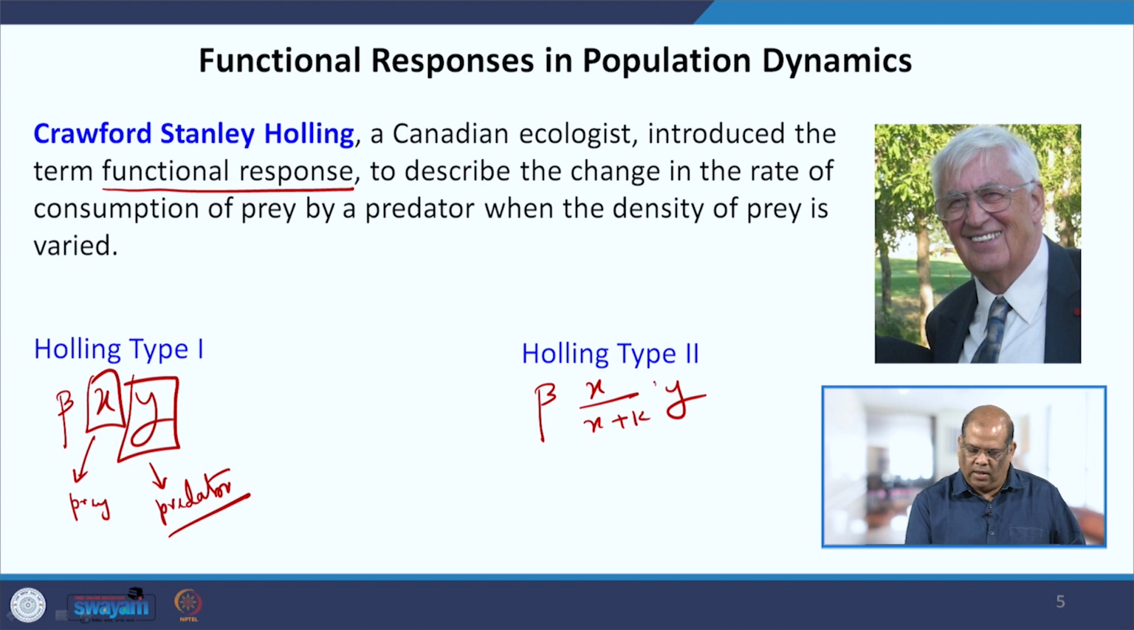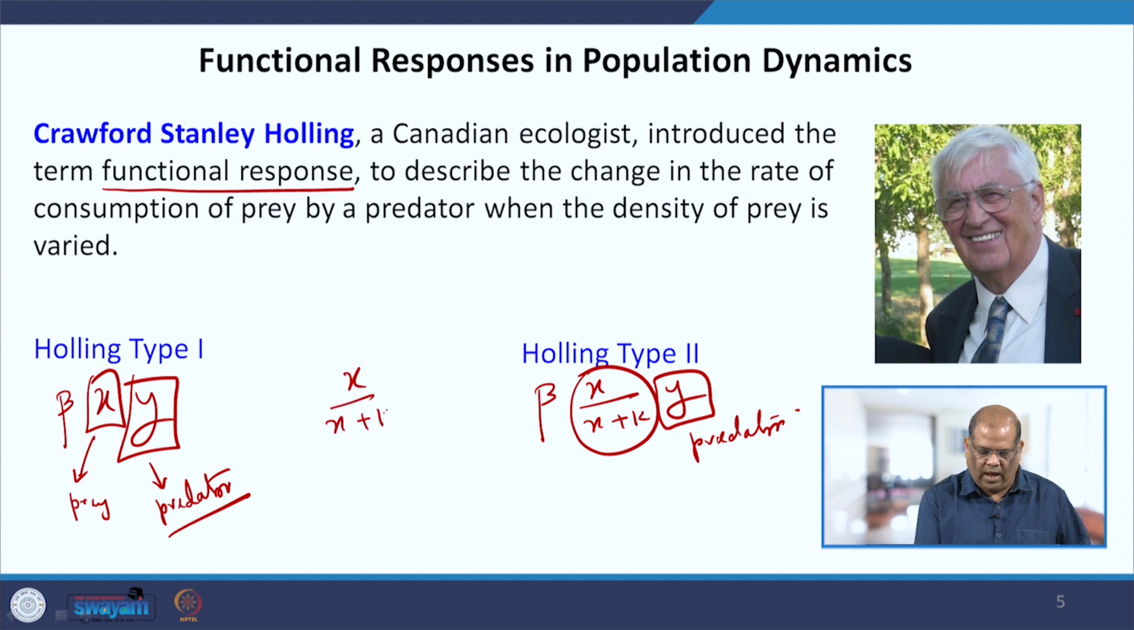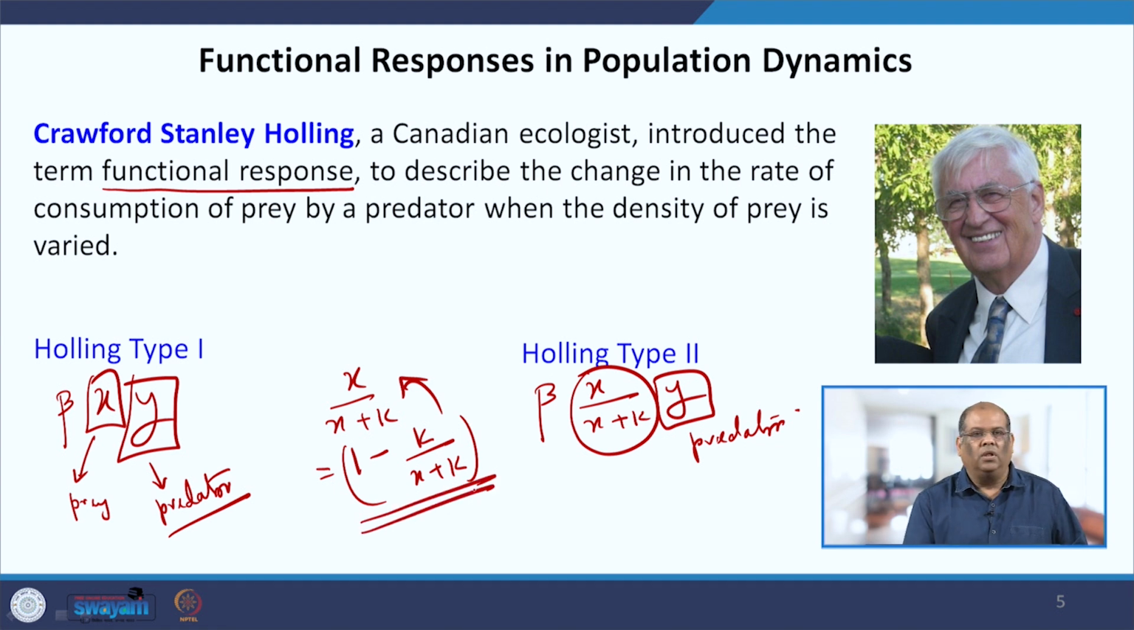Now, we generally take this kind of function when the predator does not have access to the whole of the prey. It has access only to a fraction of the prey. For example, if I take this x by x plus k, I can write it as 1 minus k by x plus k. If you simplify this, you are going to get this one. So, as you can see, it is a fraction of the prey that is accessible to the predator when I multiply it by y.